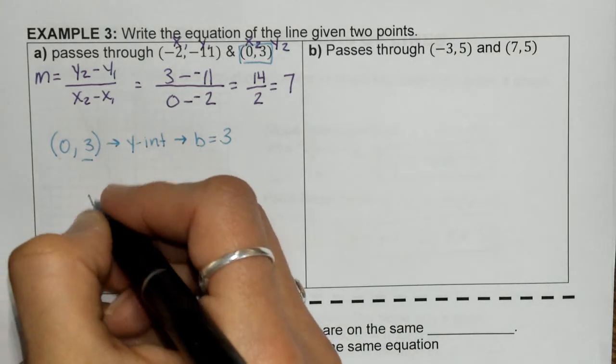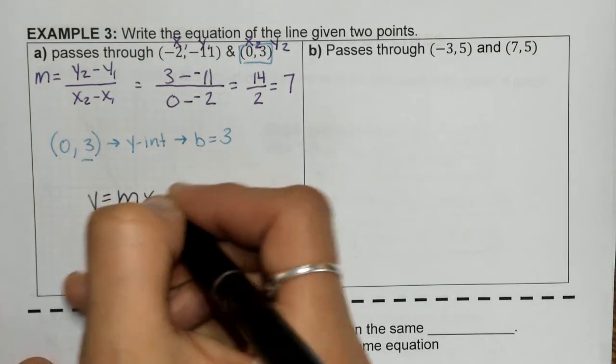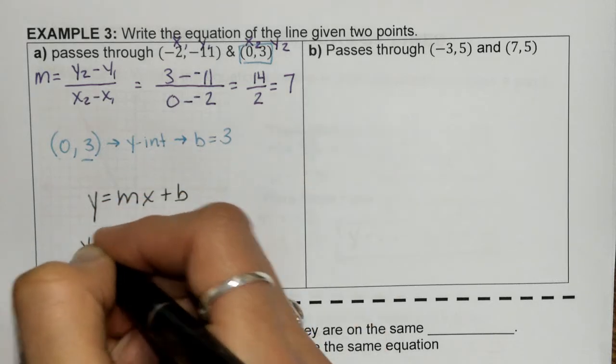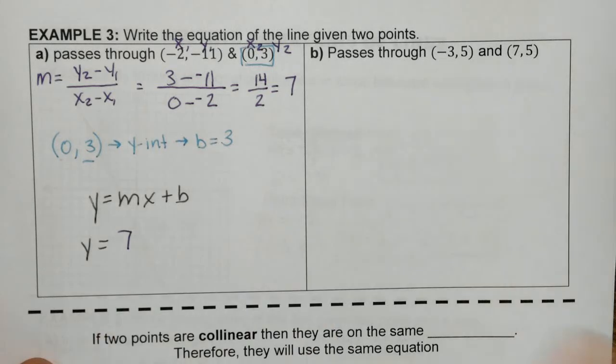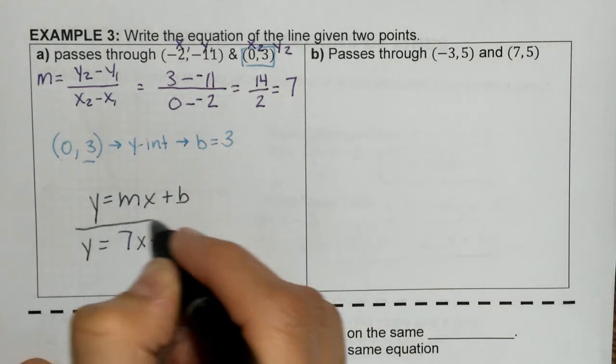So we plug in, we have y equals, we're using our mx plus b. So y is going to equal that slope that we found, 7, times x, and then we're going to add b, which is 3, and we're done. There's our final answer.